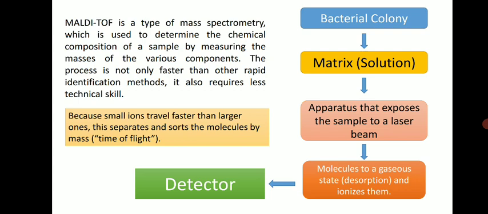So the basic theme behind this technique is that you have to culture the unknown bacteria, or the bacteria that has to be identified, in pure culture. You take a few cells out of that colony, and those cells are mixed with a matrix in a particular solution, and that matrix is subjected to laser exposure.